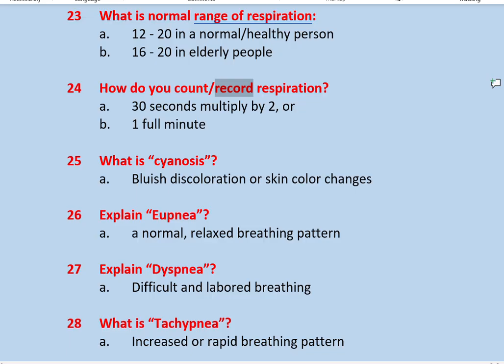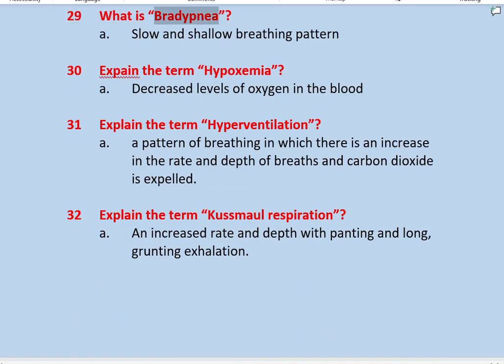24. How do you count/record respiration? 30 seconds multiply by 2, or 1 full minute. 25. What is cyanosis? Bluish discoloration or skin color changes. 26. Explain eupnea. A normal, relaxed breathing pattern. 27. Explain dyspnea. Difficult and labored breathing. 28. What is tachypnea? Increased or rapid breathing pattern. 29. What is bradypnea? Slow and shallow breathing pattern.